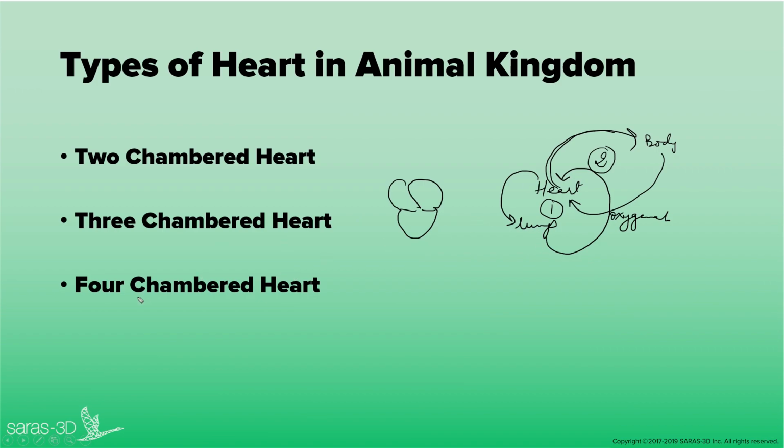Now the last type of heart seen in the animal kingdom is the four-chambered heart. What does that mean? Again, there were two chambers in the atria, which was seen in the animals which moved to the land. Now there is further separation of the ventricles into two parts. So complete partitioning of the chambers was seen. So there are two atria and two ventricles.